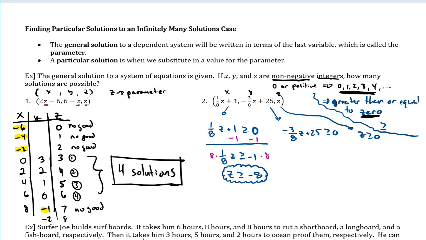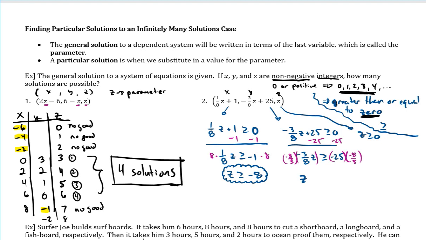And then our second inequality, we can subtract the 25 to the other side, and we'll get -3/8 z greater than or equal to -25. And then let's multiply by the reciprocal of the negative. So let's do -8/3. So we're multiplying everything by -8/3. Let's put those in parentheses too to show the multiplication. And when we multiply that, the negative cancels, the 8 and the 8 cancel, the 3 and 3 cancel, so we have z. However, this is the one little rule we have to catch.